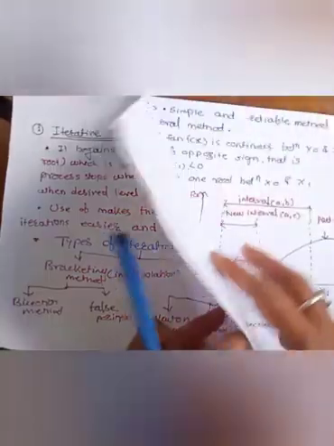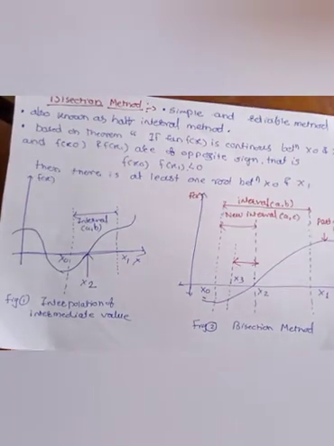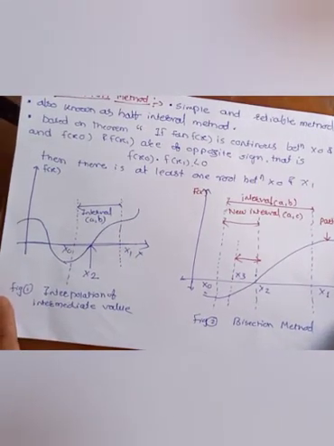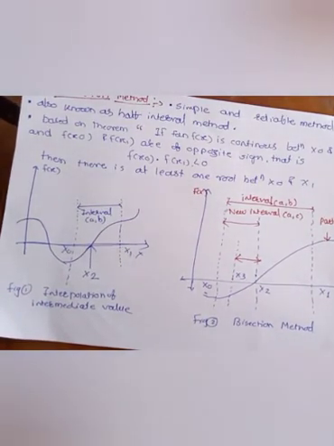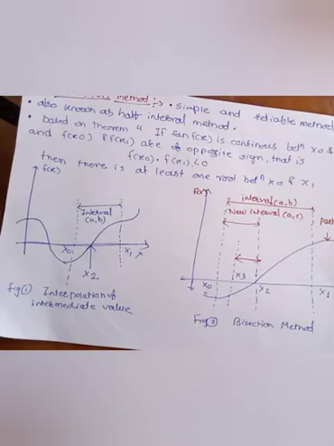So let us start with the bisection method. Initially I am going to explain this method in generalized form. This is a simple and reliable method. It is also known as the half interval method.